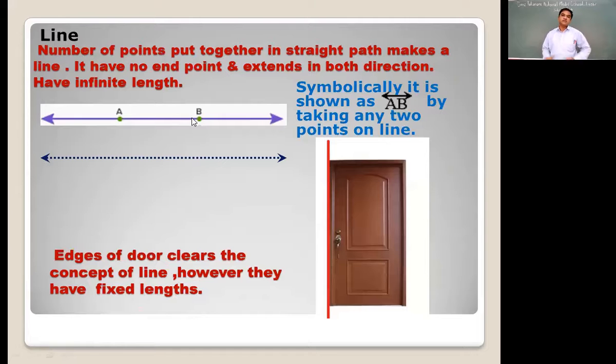Then we'll see what is meant by a line. When we put such small dots or points together in a straight path, the figure formed is known as a line. A very good example of a line is the edge of a door or the edge of the frame. But be careful, we can extend the line in both directions. We can draw any number of points together in a straight path and the line will not have end points. It can be extended in both directions. So we show a line by drawing two arrow ends on both sides.